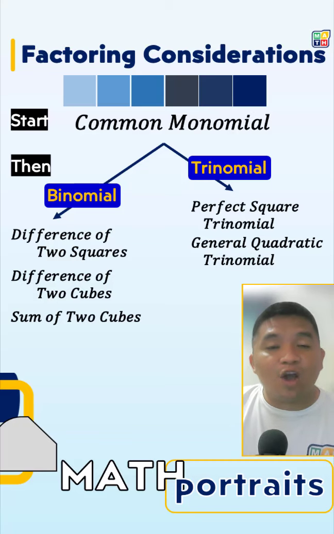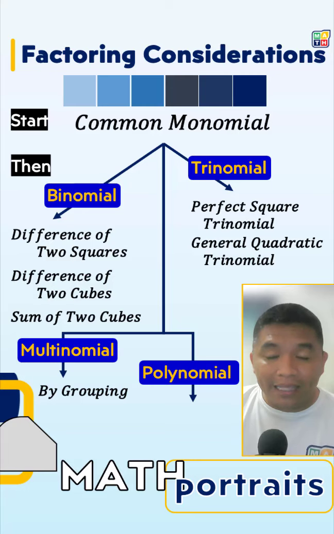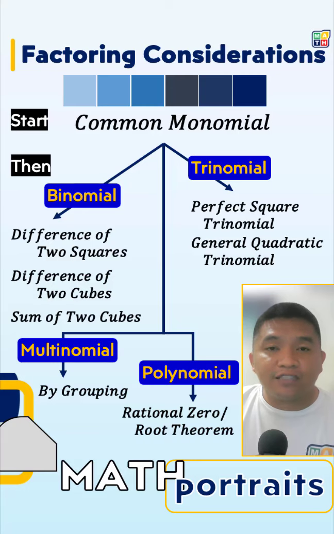Now, what if after the common monomial factoring, we can secure a multinomial? We have four or more terms. The next factoring method that you could use is factoring by grouping. I'm also going to add this last consideration because what if you are having a polynomial? We know that a polynomial is an expression with the same variable and it's either in decreasing order of exponents. If you have a polynomial, after the common monomial factoring method, consider the rational zero or the rational root theorem in factoring the said polynomial.